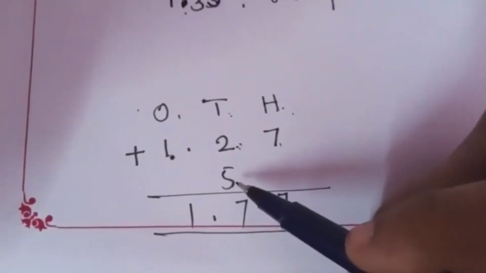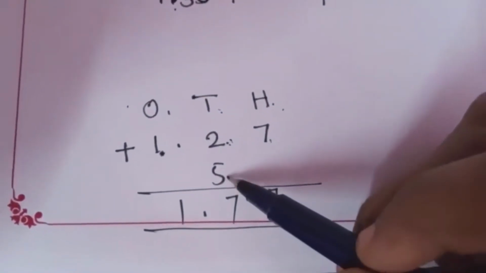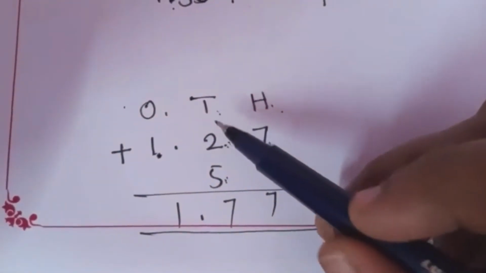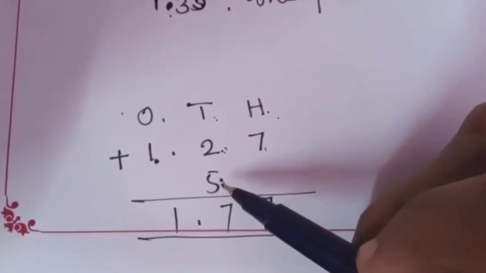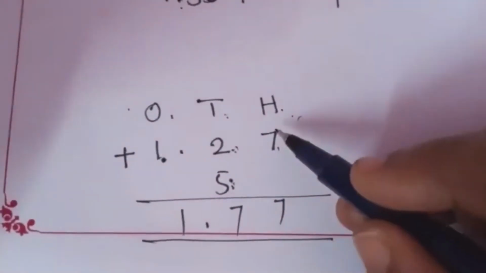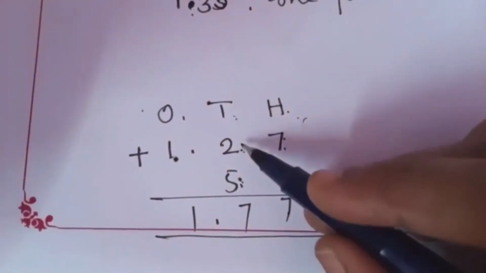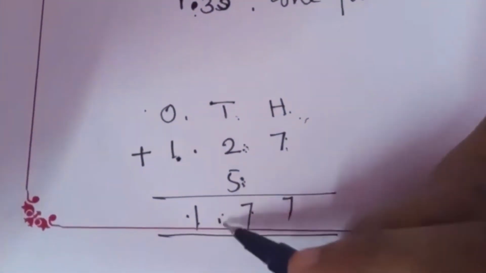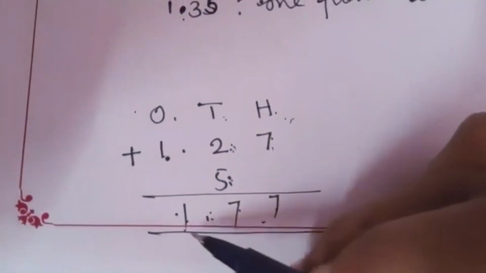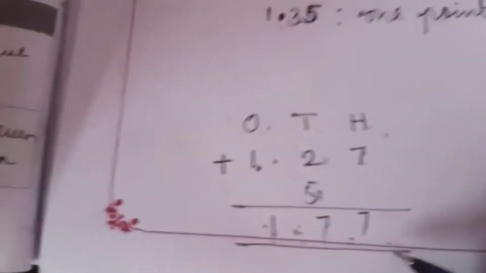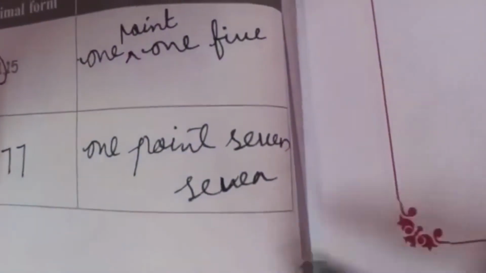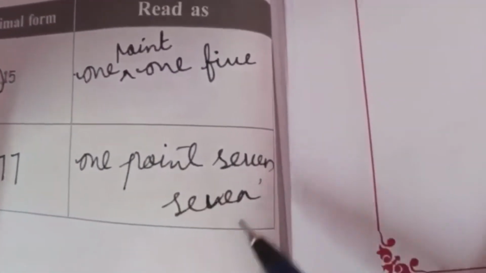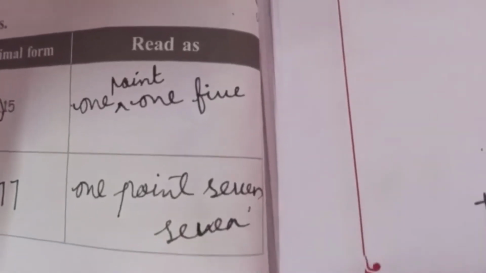Got it? And then we have in another box, 5 boxes are colored, right? The 5 boxes will come under the tens column. Now you add it. The 7 will come here. 2 plus 5, 7. And then 1 will come down. So 1.77. When we write it as a word, 1.77, we have to read it like this.